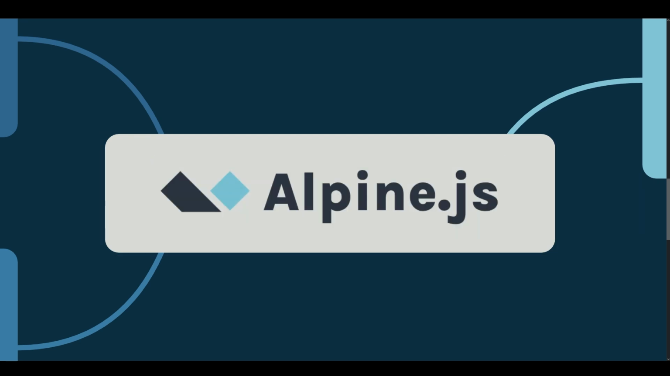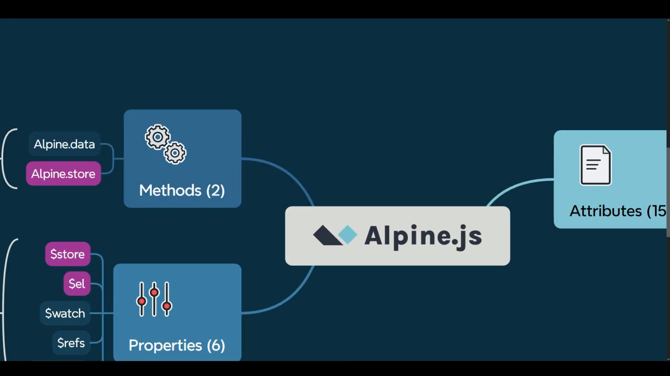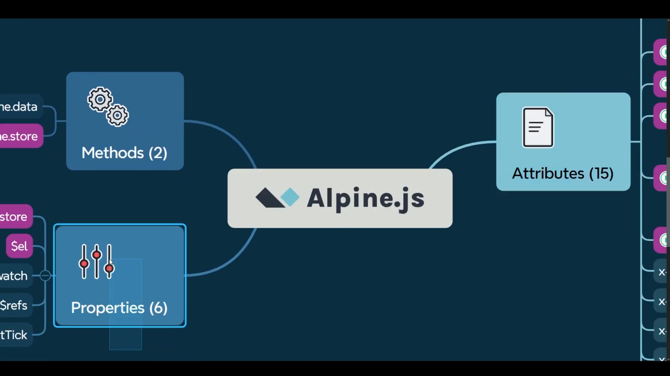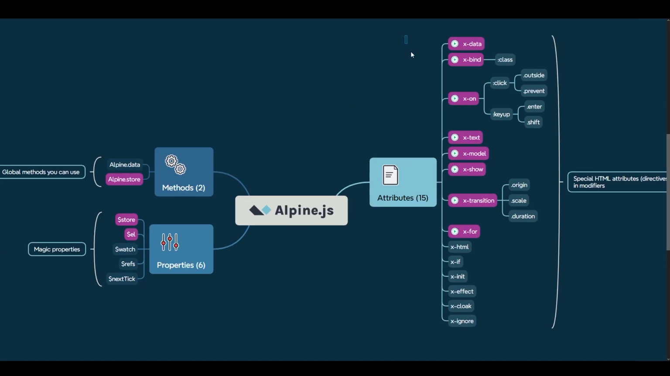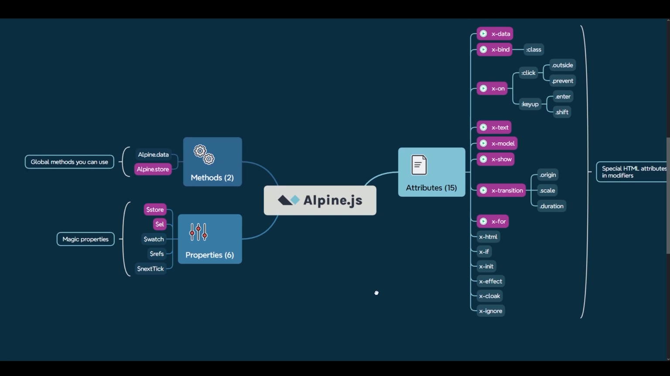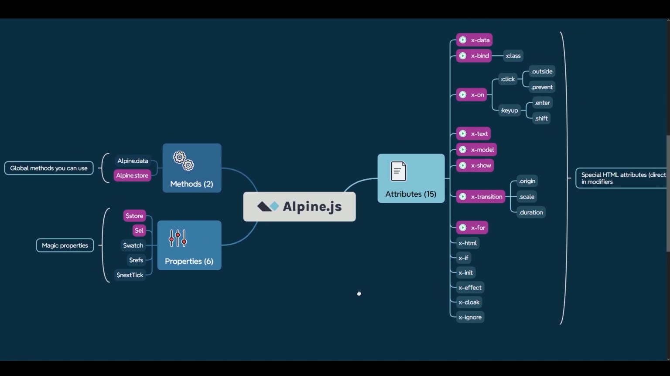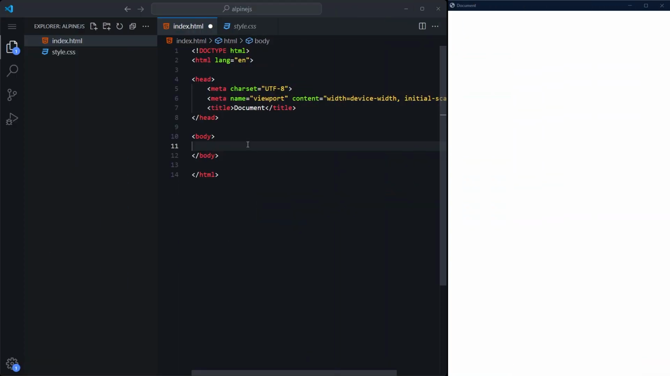So Alpine.js consists only of 3 elements. These are attributes, properties, and methods. So attributes are like special HTML attributes that you can add to your HTML elements. Properties are like magic variables you can access inside the attributes, and methods are functions, aka methods you can use inside a script tag or a JavaScript file. If any of this doesn't make much sense, don't worry, because if you watch this video, everything will eventually make sense.